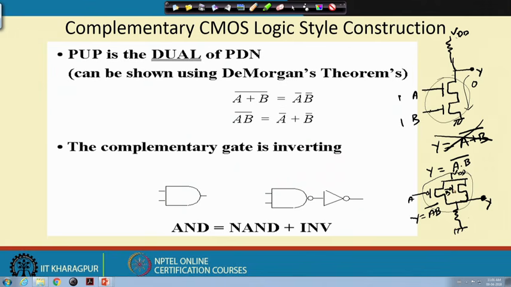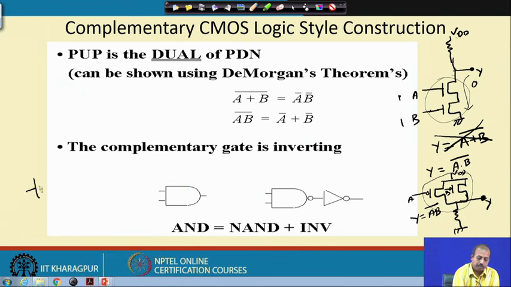And another point is that you will never get a true output in the Y, like you cannot get, say, Y equal to AB. So, this is not possible using this CMOS family. You will always get the NAND function. You will get the NOR function, or you can get the inverter function, but you cannot get AND, OR things like that. So, that type of functions cannot be obtained.